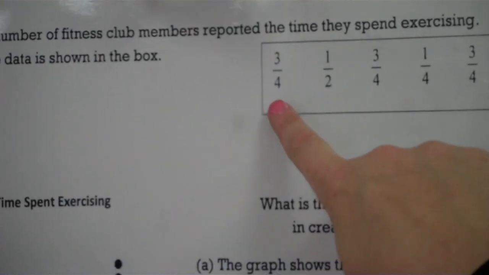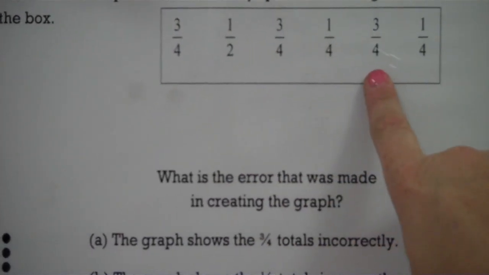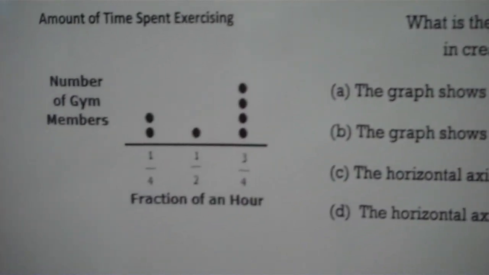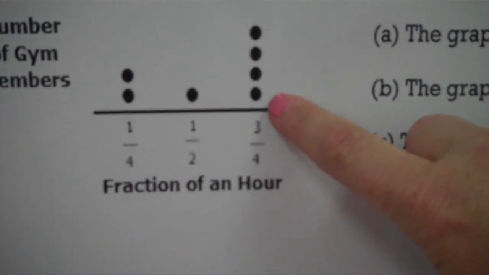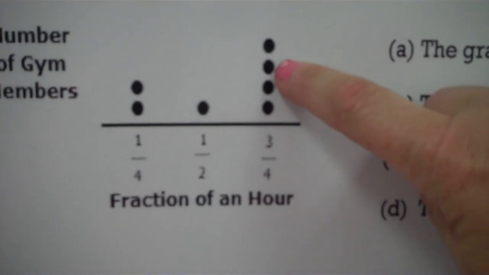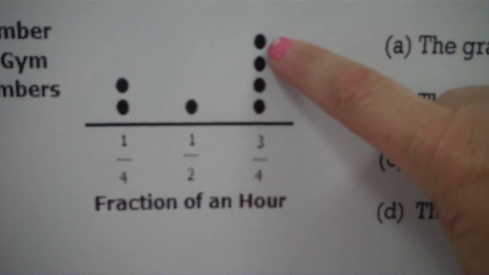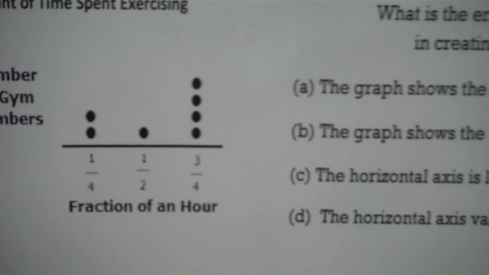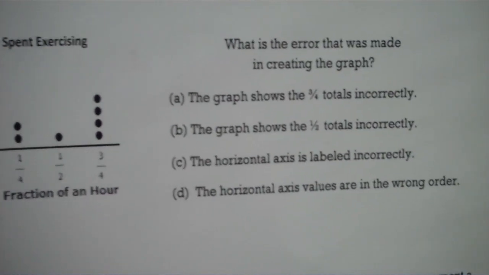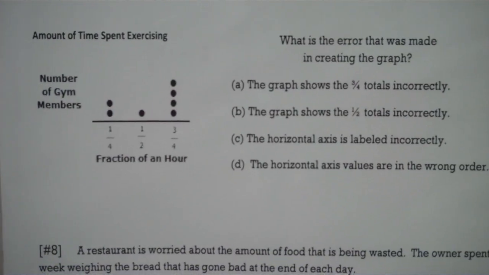3/4 happens 1, 2, 3 times. So let me go to my data, and do I have 1, 2, 3? No, I don't. I have 4 circles there. So that is obviously the error that has been made on this graph. So your answer would be A.